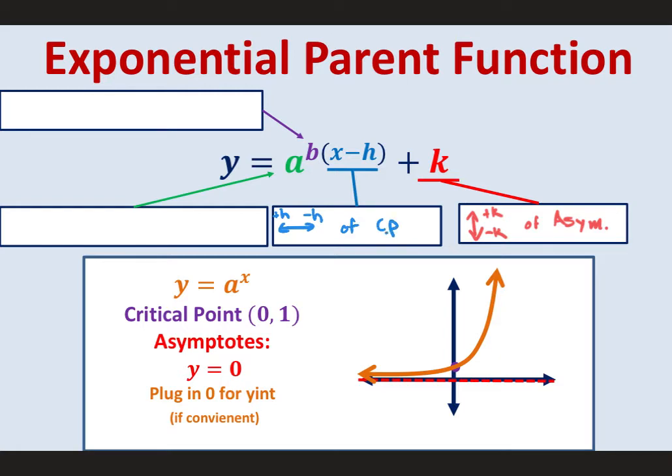Okay, so the next thing we're going to worry about is the left and right shift of the critical point. We're not going to plot the critical point quite yet. What we're going to do is we're just going to make the mark on the x-axis. So if it was like right 3, I'd put a mark on my x-axis, right 3, just so I remember that.